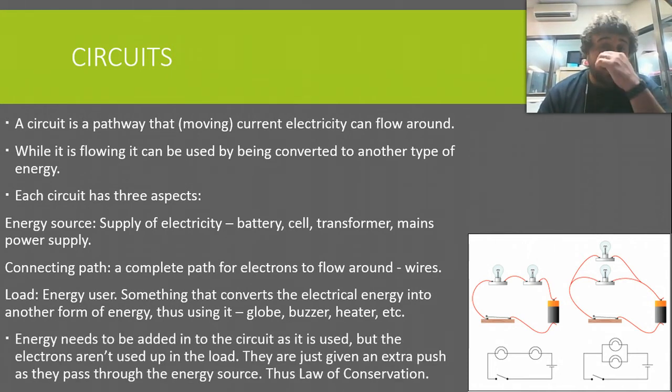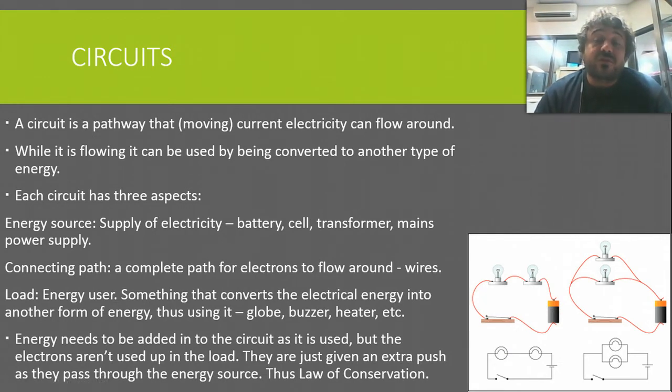Now, basically, energy needs to be added into the circuit. As it's used, the electrons aren't used up. They'll continue to flow around, but the energy pushing them around, that's used up, and it needs to be continually added. So every time the electrons go around the circuit, they hit the battery, and they're given an extra little push across. And they just keep going and going until the battery runs out of energy.